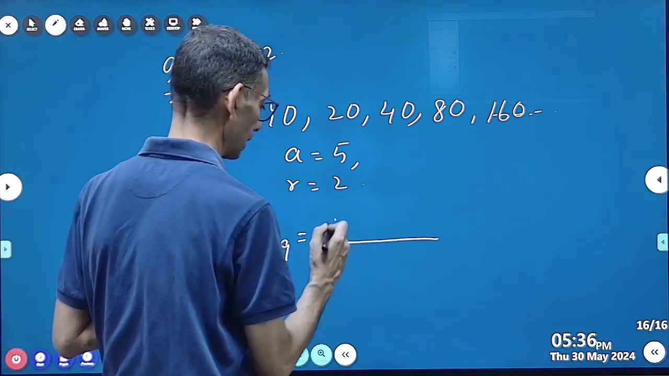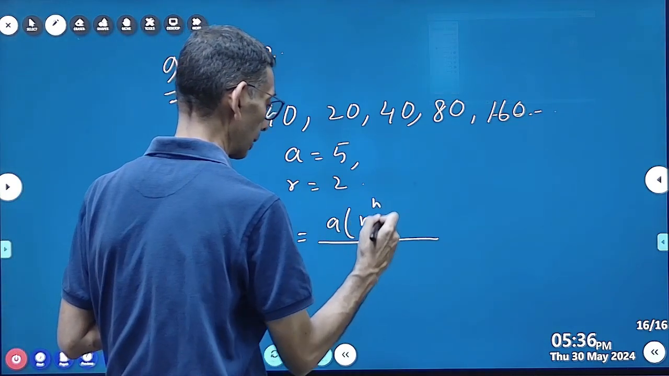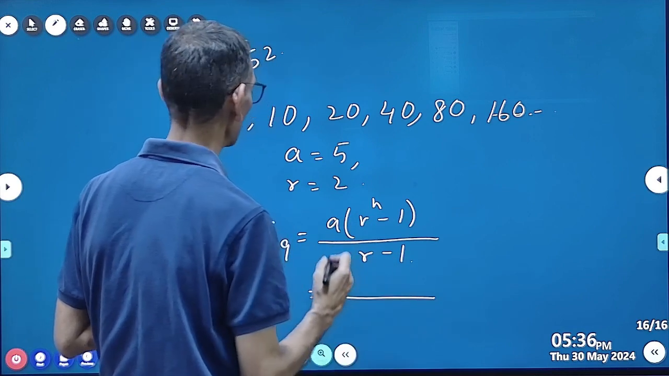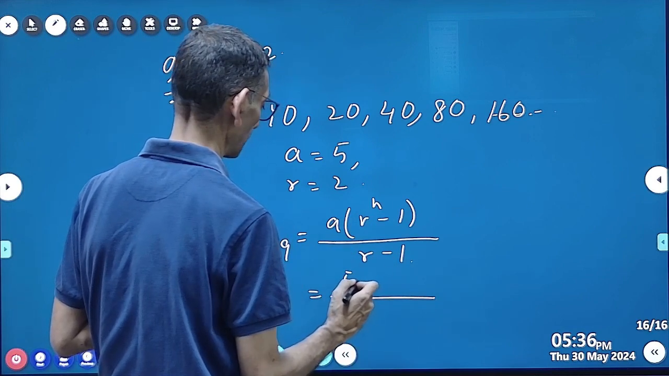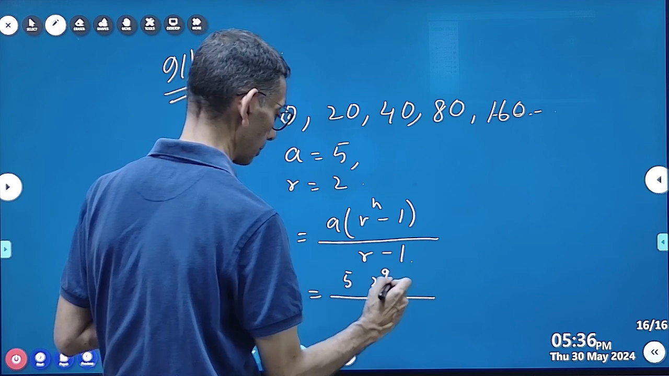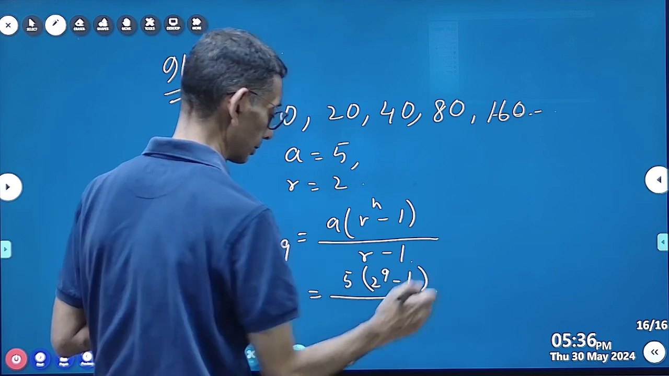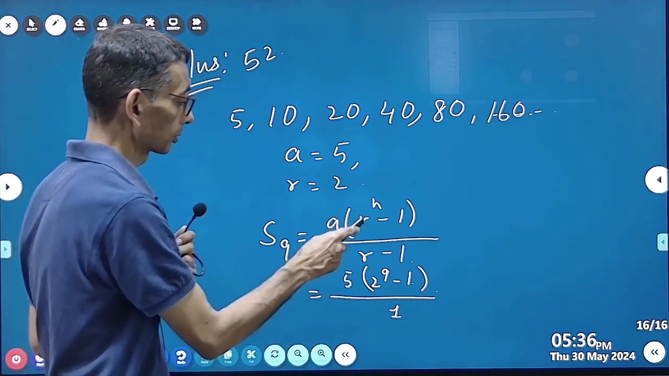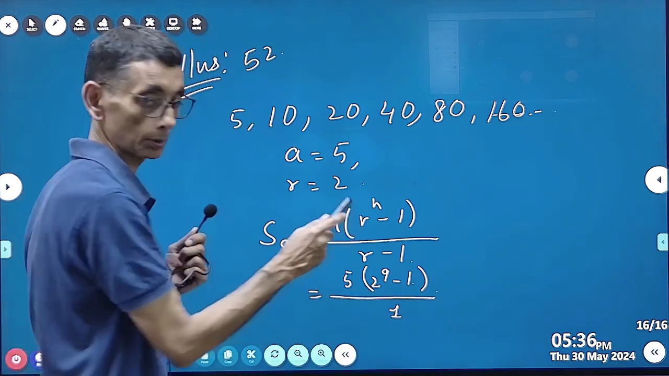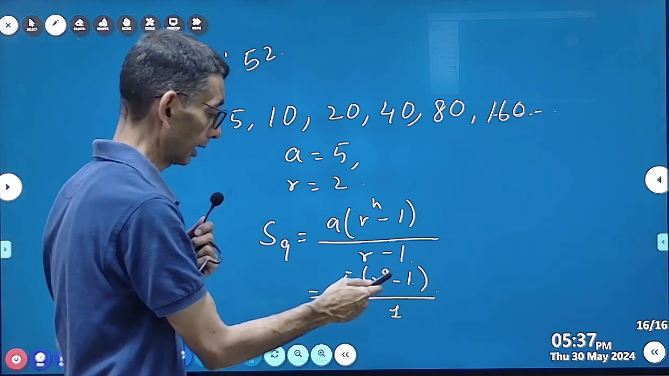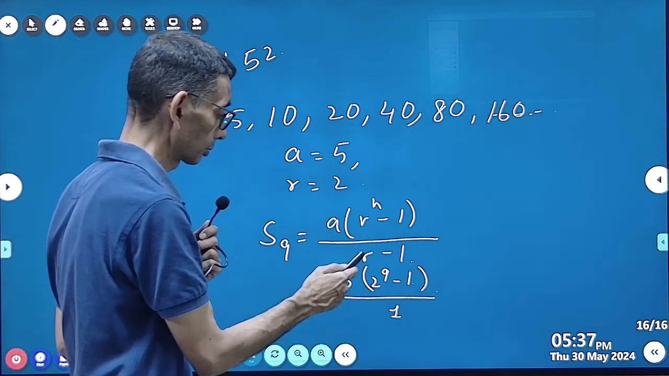The formula is A into R to the power n minus 1 divided by R minus 1. A is 5. R is 2. 2 to the power 9 minus 1 divided by 2 minus 1. What is n? You have to add 9 terms, so n is equal to 9. 2 raised to the power 9 minus 1, divided by 2 minus 1, which is 1.